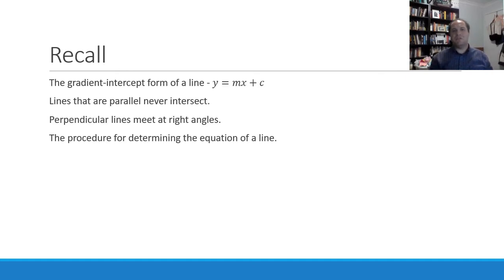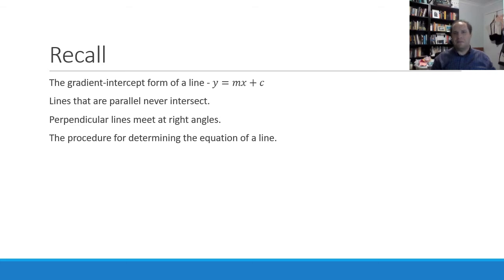So some things to recall: first of all, we need to use the gradient intercept form of our line, y equals mx plus c. Even if we're given an equation in standard form, for these sorts of problems with parallel and perpendicular, gradient is really important. So we'll always want to get our equation into the gradient intercept form, y equals mx plus c.